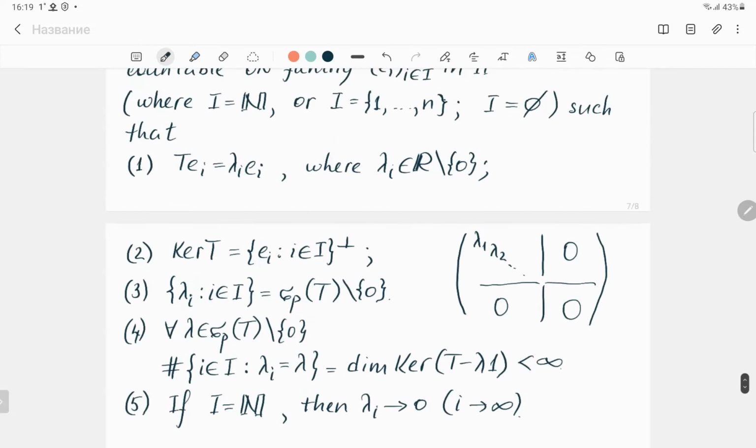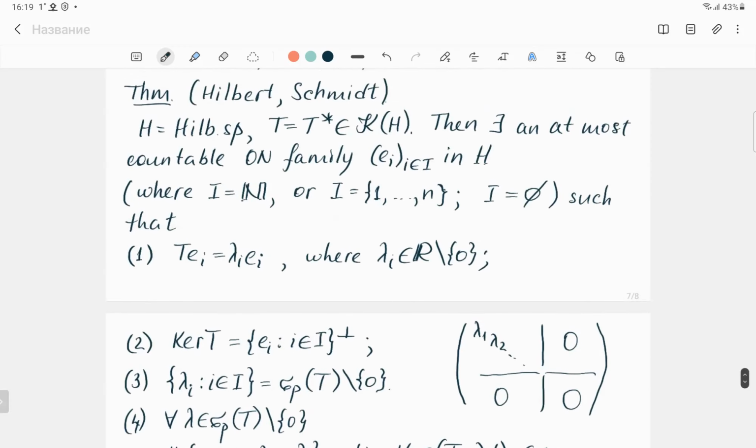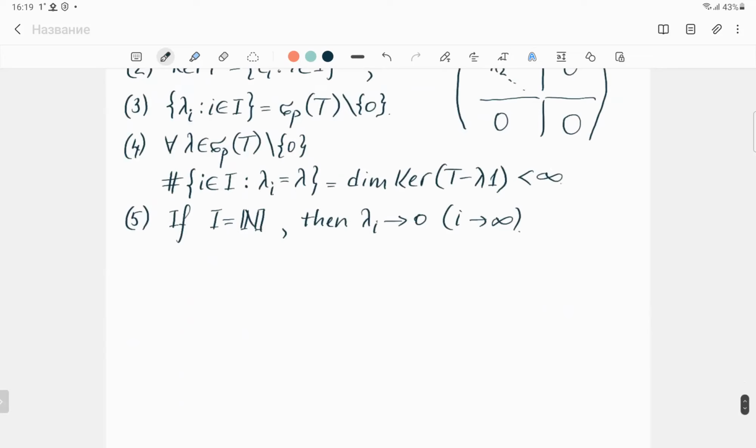So this result completely describes the structure of compact self-adjoint operators on the Hilbert space. In particular, this result implies the following simple corollary.